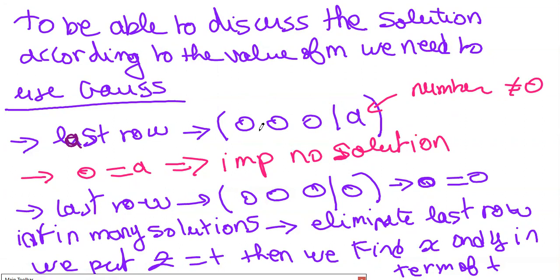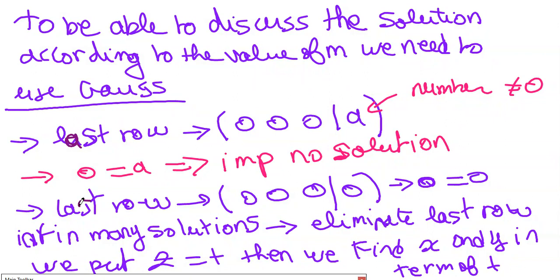Now, if I get in the last row 0, 0, 0, and a number a that's not equal to 0, it means 0x plus 0y plus 0z is equal to a. It means 0 is equal to a nonzero number, which is impossible: no solution. So every time I need to discuss that there is no solution, I need to take this value equal to 0 and this one not equal to 0, and in this case, I will be in the case of no solution.